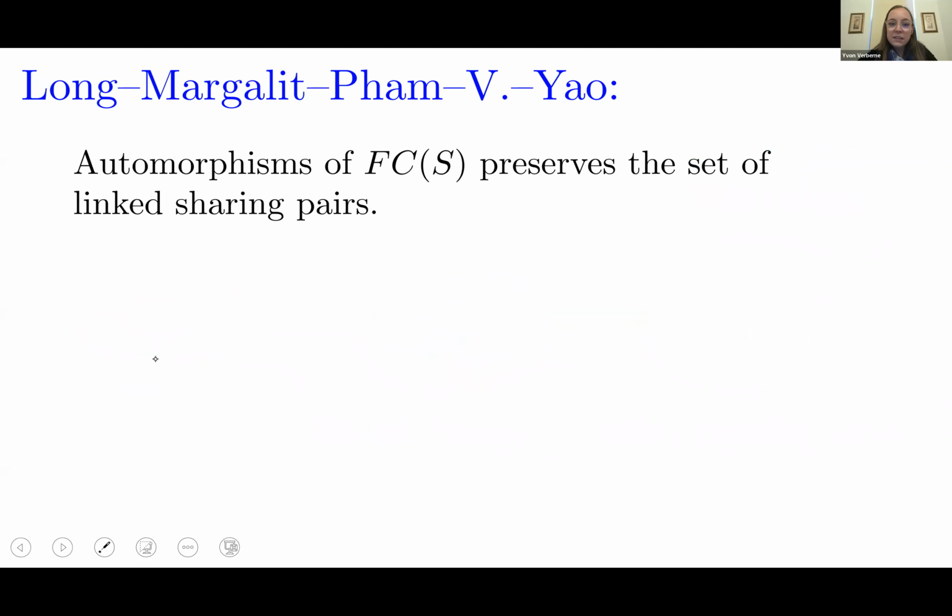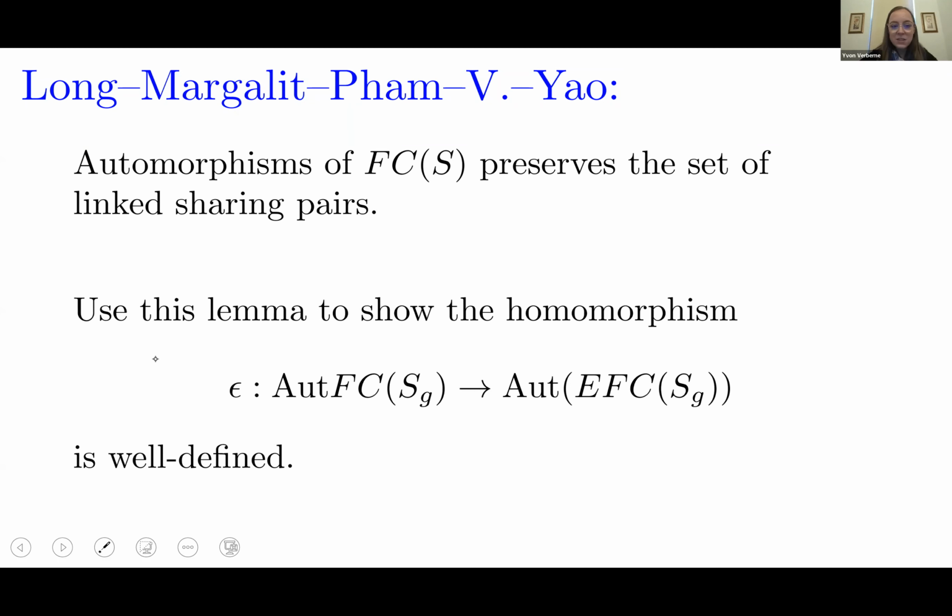And with Long, Margalit, Pham, and Yao, we were able to show that automorphisms of the fine curve graph end up preserving the set of linked sharing pairs. So if we have a linked sharing pair and we apply an automorphism of the fine curve graph, it will send it to another linked sharing pair. So now we can use this lemma to show that the homomorphism that we're going to define from the automorphisms of the fine curve graph of a surface to the automorphisms of the extended fine curve graph is well defined.